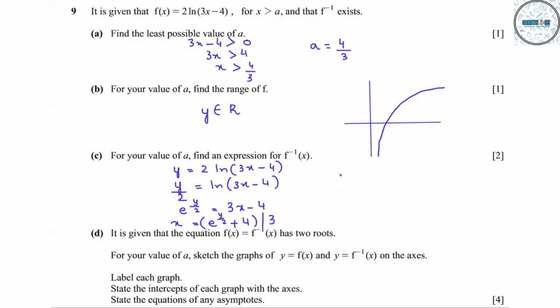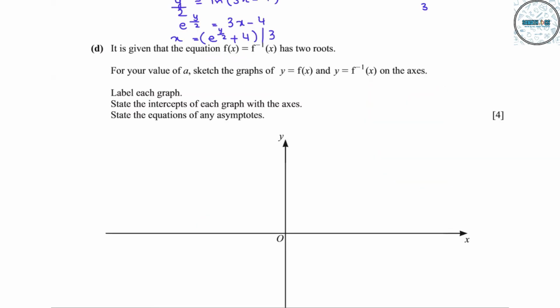So we can write f inverse of x is equal to e power x upon 2 plus 4, divided by 3.